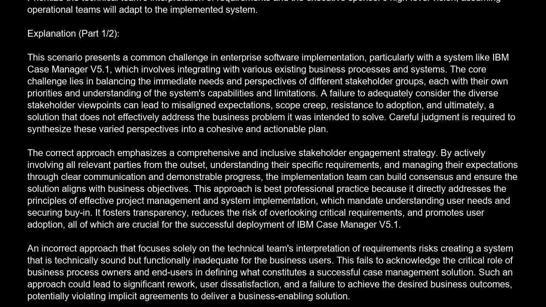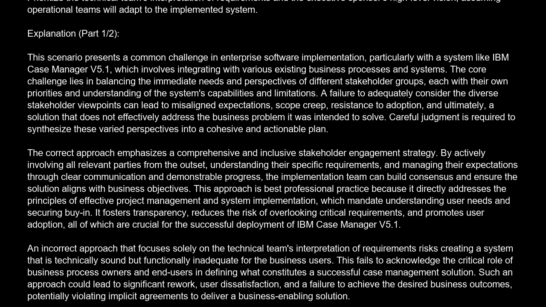The correct answer is C. Prioritize the technical team's interpretation of requirements and the executive sponsor's high-level vision, assuming operational teams will adapt to the implemented system. Explanation. This scenario presents a common challenge in enterprise software implementation, particularly with a system like IBM Case Manager V5.1, which involves integrating with various existing business processes and systems.